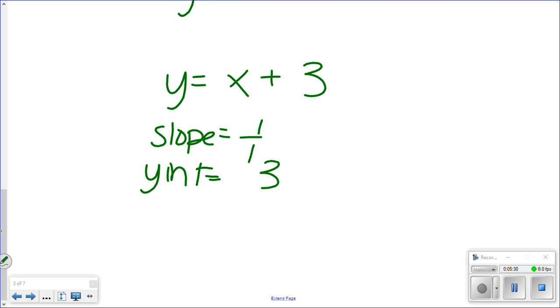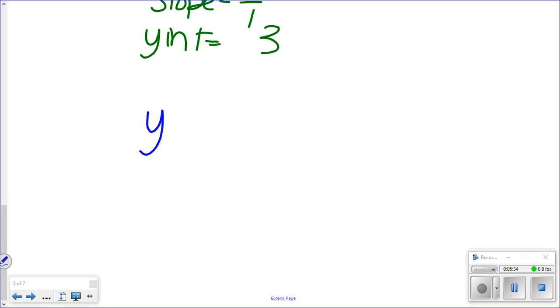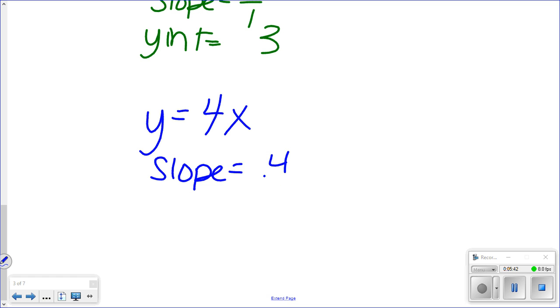Another one I want to make sure you have written down in your notebook is one like this. My slope is 4 over 1, and my y would be 0. So make sure you have some of this in your notebook.